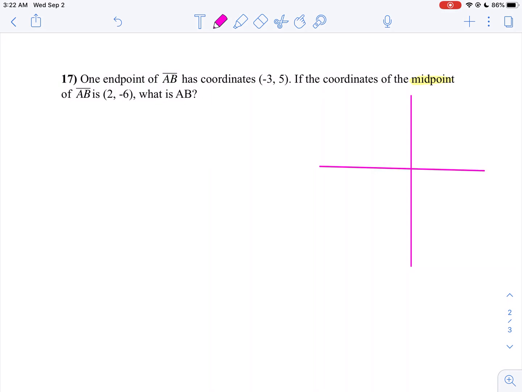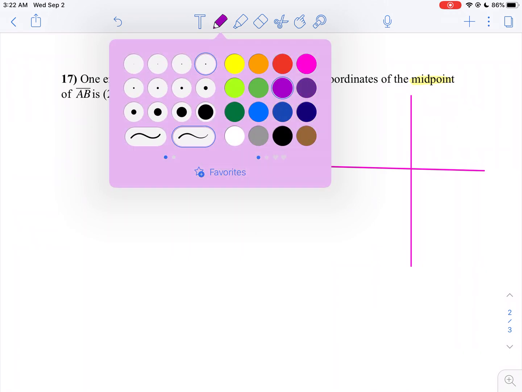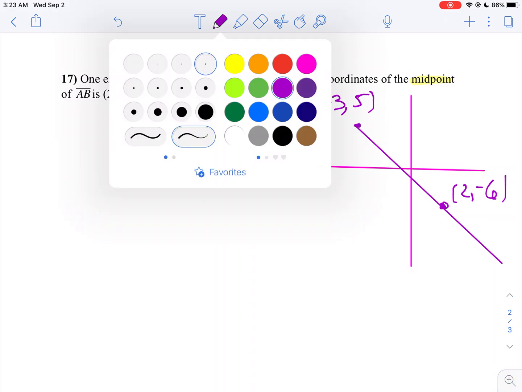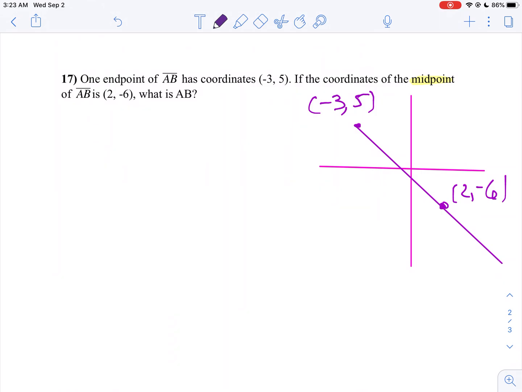I know point A, or one endpoint I should say, which I'm going to assume is point A, is at -3 and 5. And we know the midpoint of this segment is at 2 and -6. I'll say that's right there. Now let's look at the x's. What's happening in your x coordinates? You're going from -3 to +2.